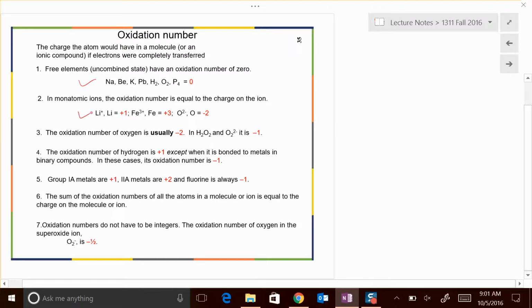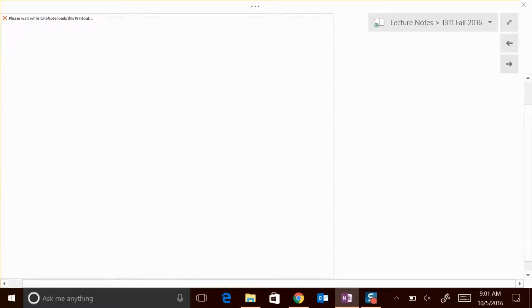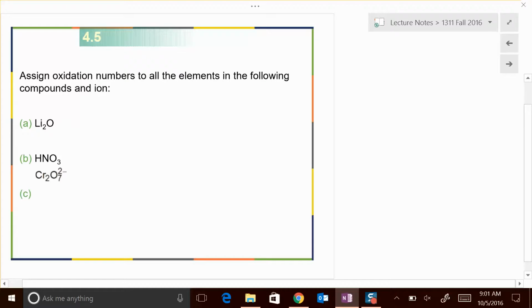So we did that, okay? -2 mostly for oxygen, okay? +1 for hydrogen. Group 1A is +1, group 2A is +2. So this is how we would identify these oxidation numbers, okay? So let's assign oxidation numbers to these elements, okay? So remember, group 1A metals I can count on. Lithium has what oxidation number? +1. Oxygen has what oxidation number? -2. Okay? Okay, not too bad, right?